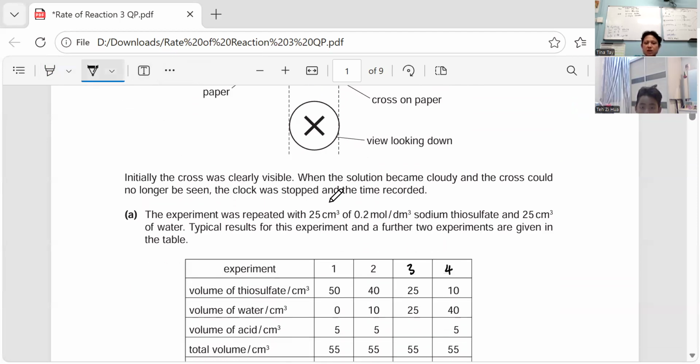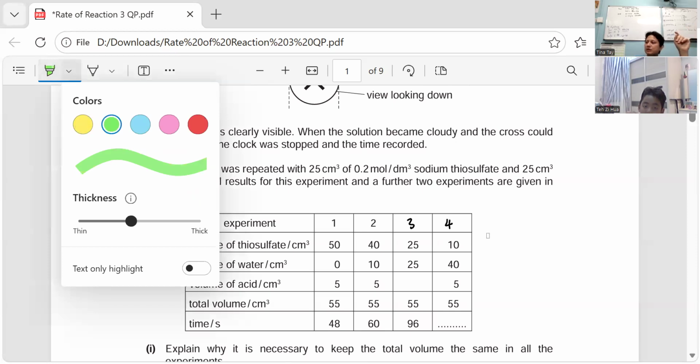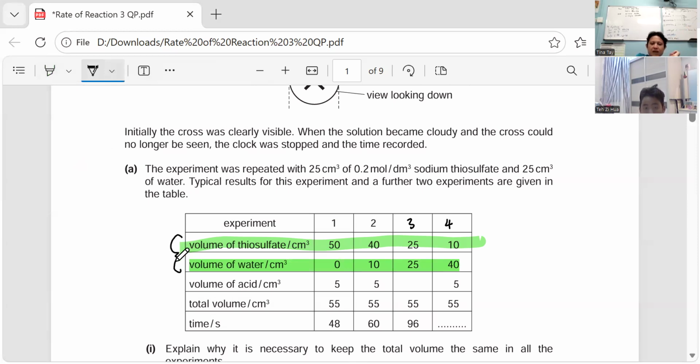The experiment was repeated using 25 centimeter cube of sodium thiosulfate and 25 centimeter cube of water. And a further 2 experiments were given in the table. So the first experiment, how many things can I change in an experiment? One. So I'm already changing the volume of this, which is basically changing the concentration. I'm adding more water, I'm diluting it. So I'm changing the concentration of the sodium thiosulfate. I can only change one thing at a time. I cannot change the second thing. So the acid has to be all the same, 5 centimeter cube.